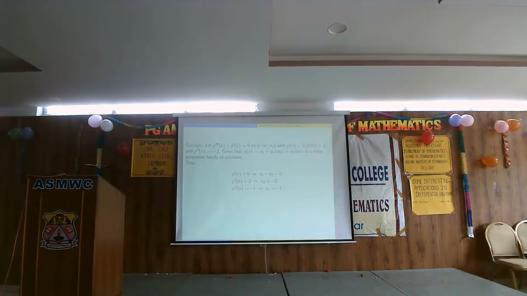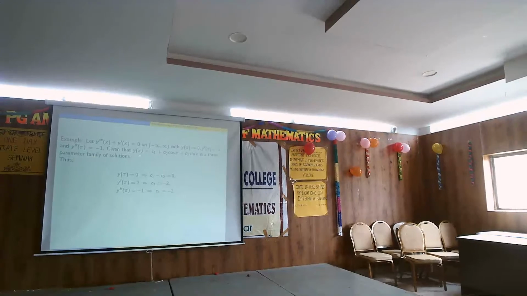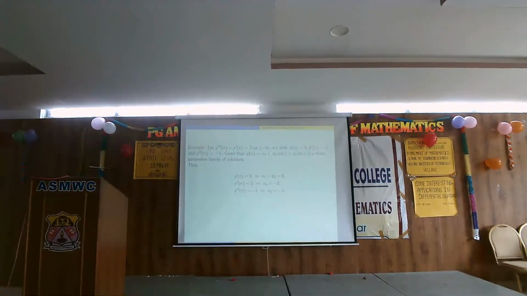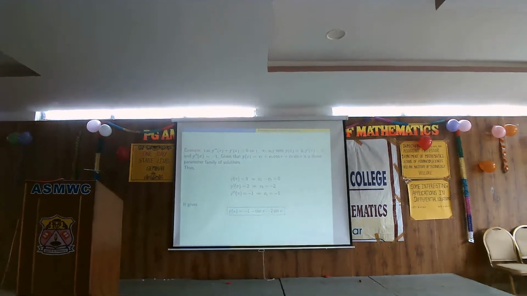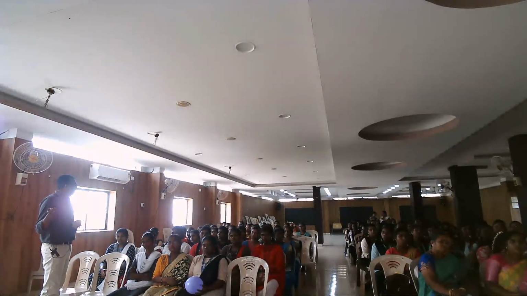Since I have all the values C1, C2, and C3, you can substitute them into the original solution. So you can replace here, and you will get a particular solution. I will show you the complete solution here. So y of x equal to minus 1 minus cos x minus 2 sin x. Now you can find different values of the function by substituting the value, because it's a particular solution now. Earlier it had some arbitrary constants. Now we have a particular solution.